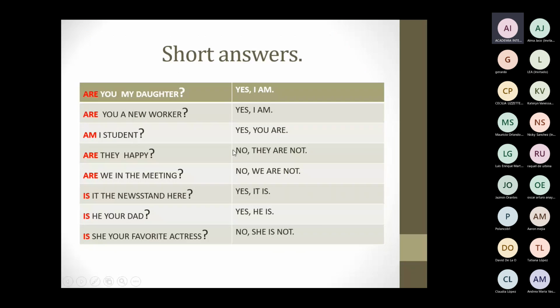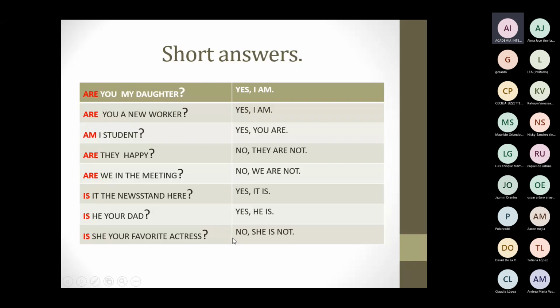These are short answers, like, yes, I am, yes, you are, no, they are not, no, we are not, yes, it is, yes, he is, no, she is not. Those are short answers, but you can wonder, ustedes se pueden preguntar, what's the difference between a short answer and a long answer? ¿Cuál es la diferencia entre una respuesta corta y respuesta larga? Bien, primero vamos a ver sobre las respuestas cortas.